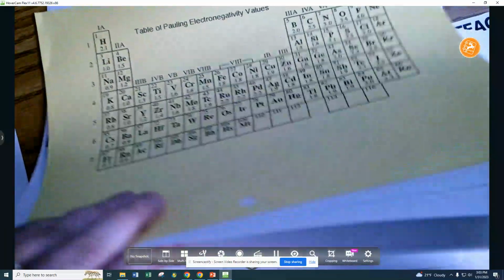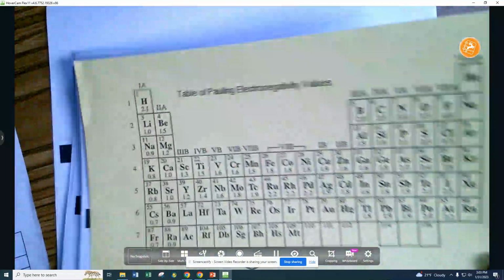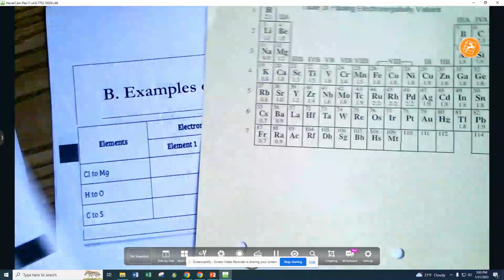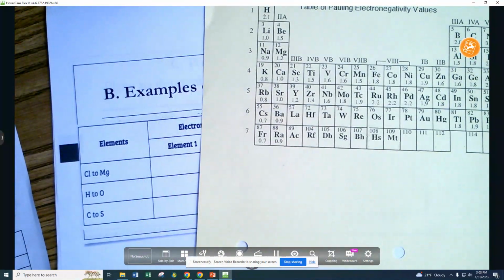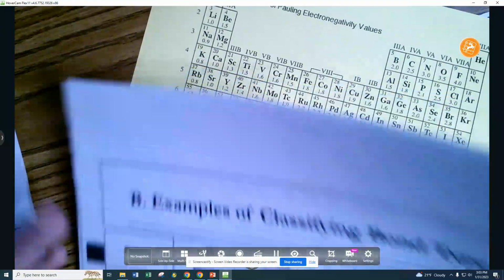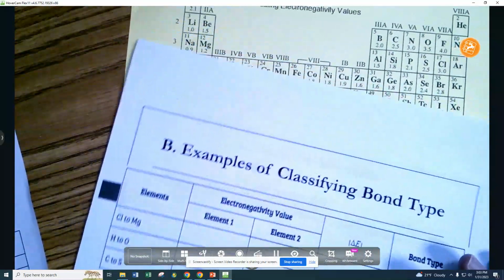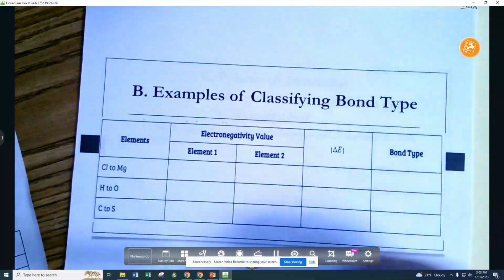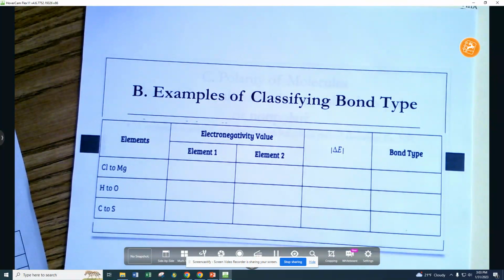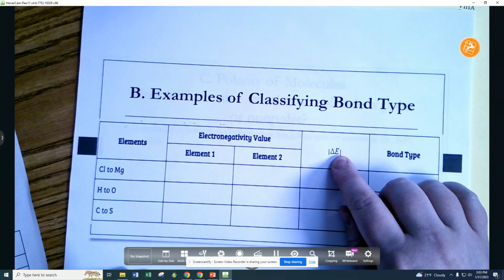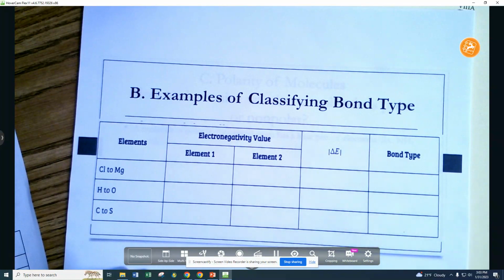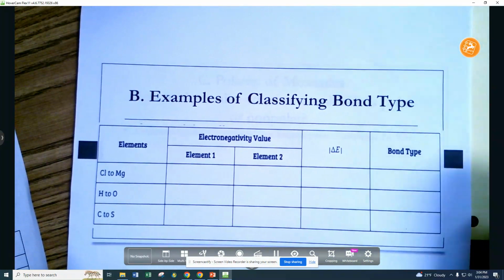To start, we're going to look at a series of bonds between elements and figure out what type of bond is going to form. For example, magnesium and chlorine. You're going to start by finding their electronegativities. It really doesn't matter which one you plug in first when we find our difference. The big thing is that it should be the absolute value when you're done. Typically, I just subtract my smallest value from my largest.